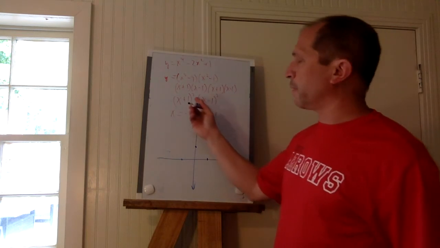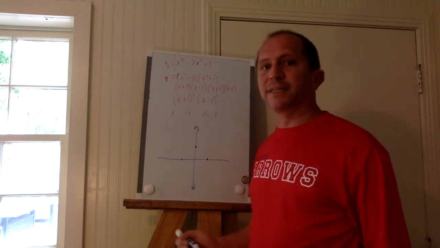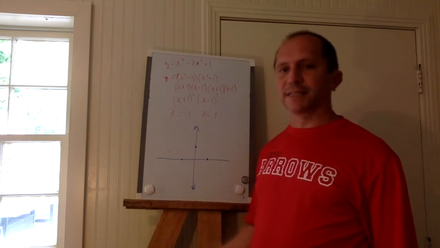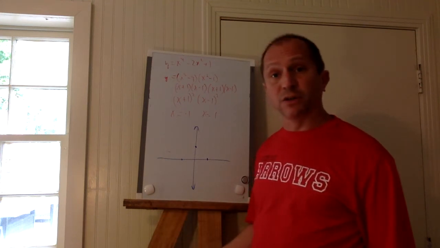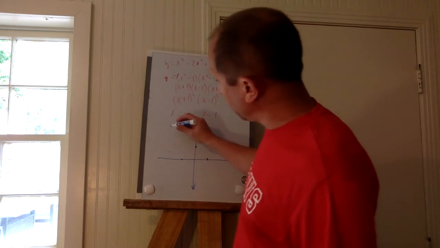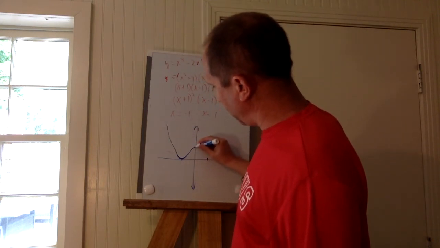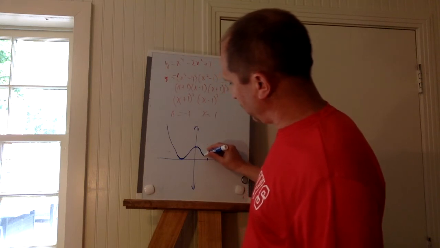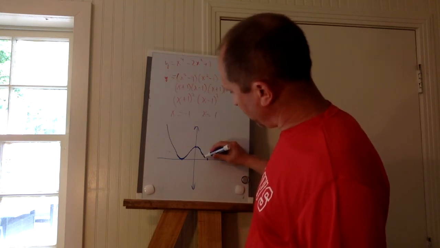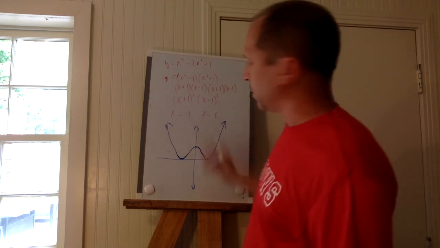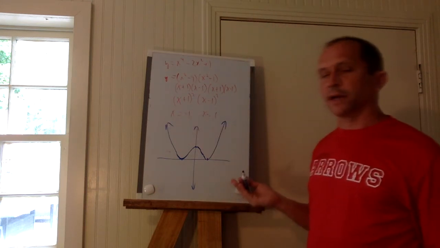Now, we talked about earlier, if we had an even multiplicity, it didn't actually cross the x-axis at that point, but it would touch and turn away. So we start high, we touch and turn away, we come up to 1, then we come over to the 0 of positive 1, we touch and turn away and come back up. So this is what this graph looks like.